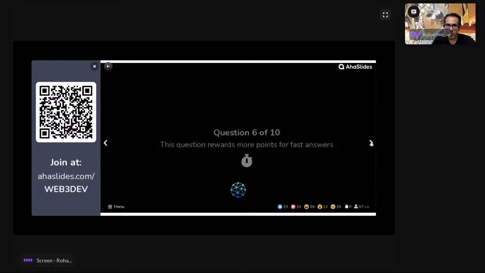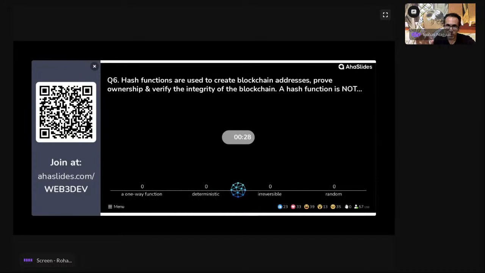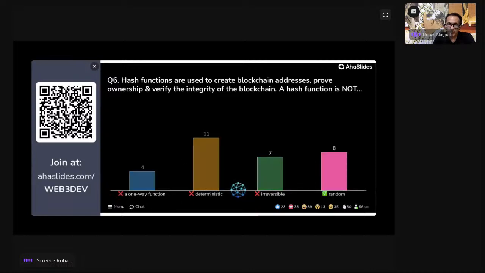Let me go to the next one, question number 6. So we kind of crossed the halfway mark. Hash functions are used to create blockchain addresses, prove ownership, and verify the integrity of a blockchain. Now, which of these 4 is not a characteristic of a hash function? So you've got to choose the right answer. A hash function is not one-way, not deterministic, not irreversible, or not random. I hope all of you get this right.